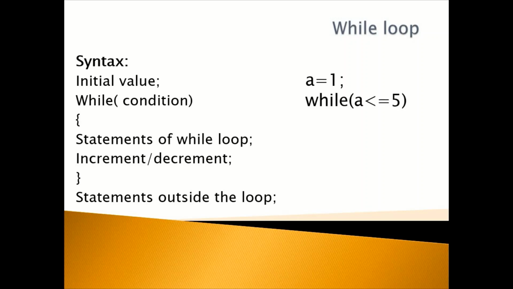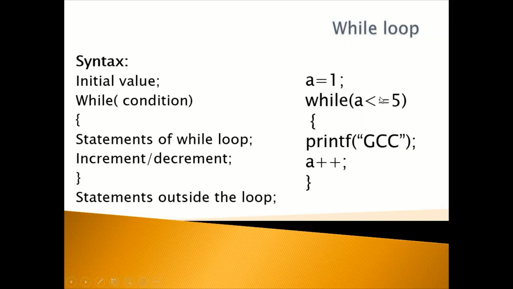So for every iteration this condition is tested, and only if this condition is true does it execute the statements inside the while loop. So what are the statements in the loop? printf GCC, which will print GCC on the screen, and after printing for the first time it increments the value of A. So A becomes 2. When A is incremented, it goes back and checks the condition. If the condition is true, again it enters the loop and executes these statements.